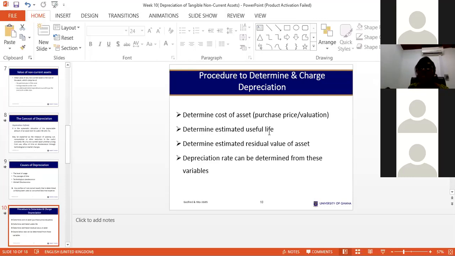Then we also have to estimate the amount that we expect to remain on the asset cost at the end of its useful life. And that is the residual amount. Okay, based on that, we can determine the depreciation amount to charge. And so let me quickly do that and see.